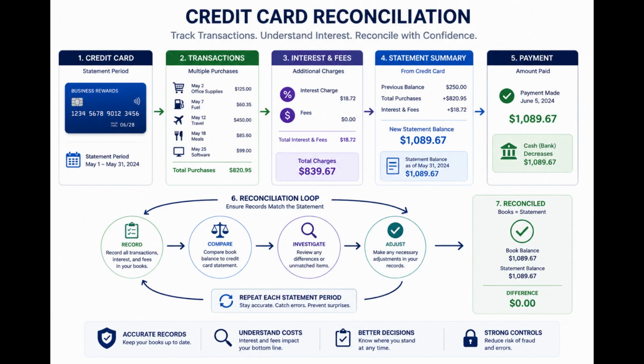So now you've reconciled cash through bank reconciliation, accruals, and partial period estimates. Next, we move into something more complex, which is credit card reconciliation, where you have multiple transactions, interest, and timing differences, and they all interact at once. You estimated the portion, you measured the reality, and you adjusted the difference exactly where it belonged.